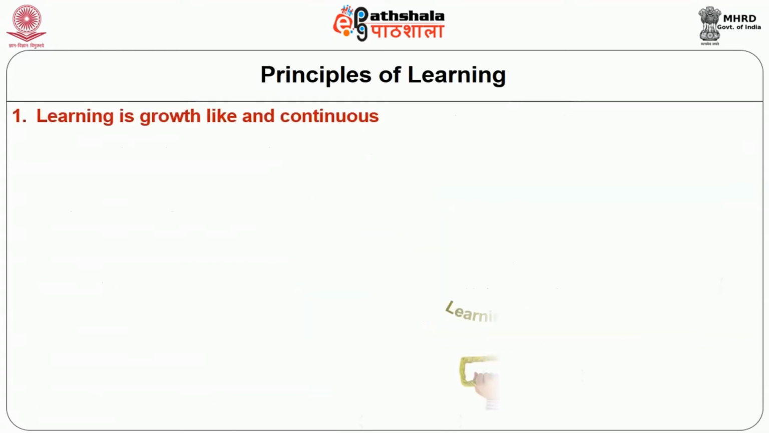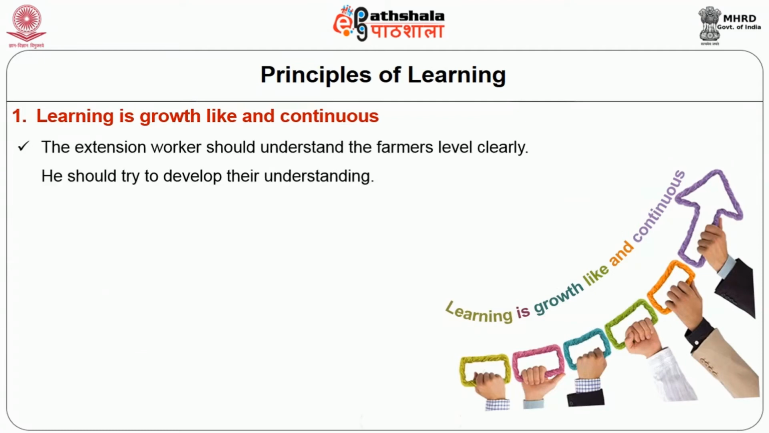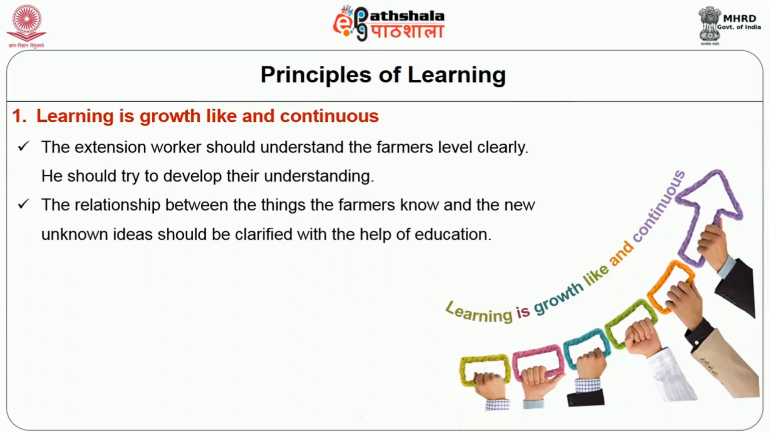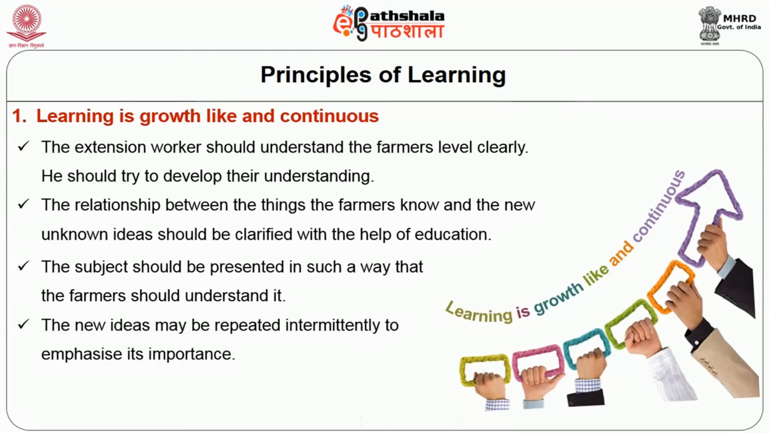Number 1, learning is growth like and continuous. The extension worker should understand the farmer's level clearly. He should try to develop their understanding. The relationship between the things the farmers know and the new unknown ideas should be clarified with the help of education. The subject should be presented in such a way that the farmer can understand it. The new ideas may be repeated intermittently to emphasize their importance.